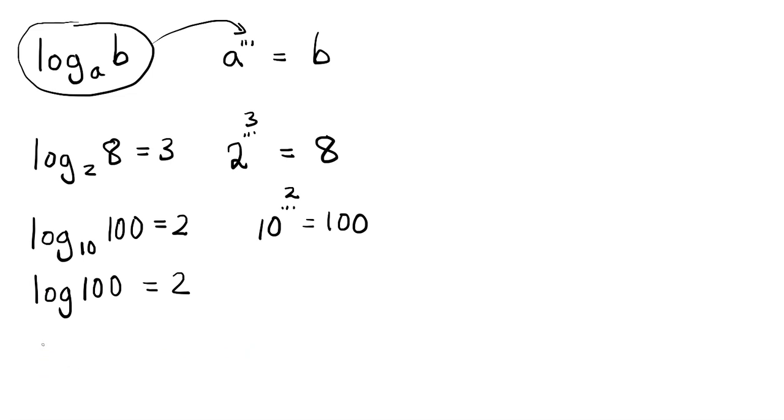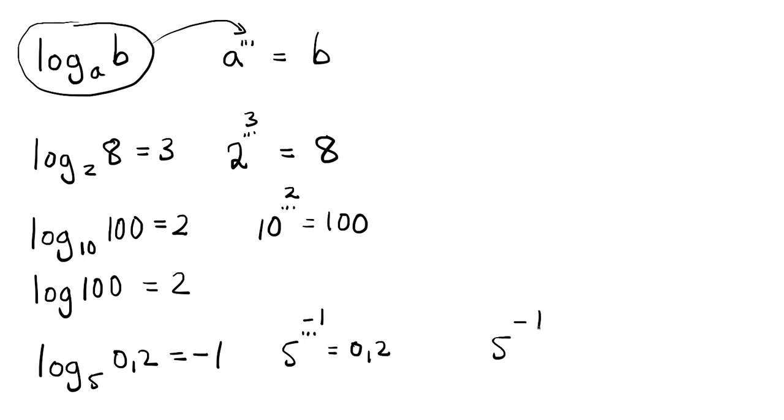And for example, what is the 5 logarithm of 0.2? So what should you raise 5 to the power of to get 0.2? You must raise it to the power of -1, since 5 raised to the power of -1 is equal to 1 over 5 raised to 1. And this is 1/5. And 1/5 is 0.2.